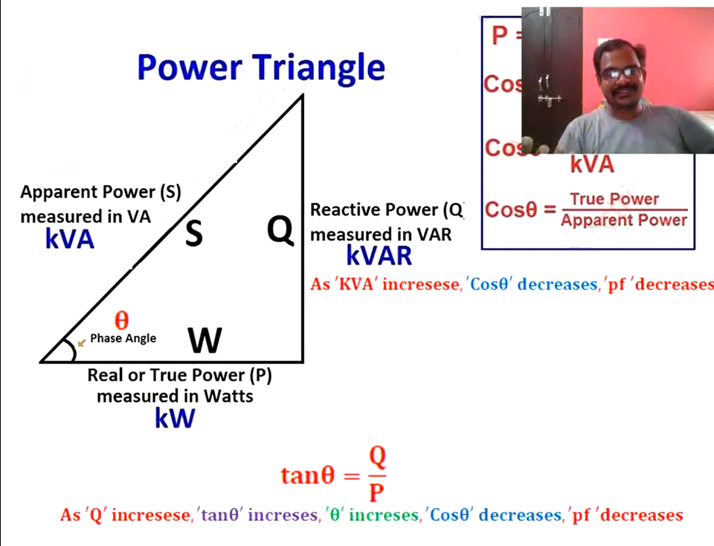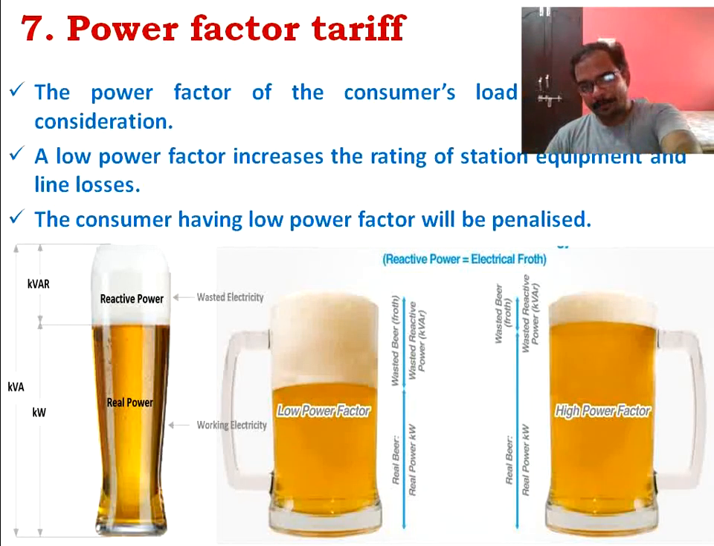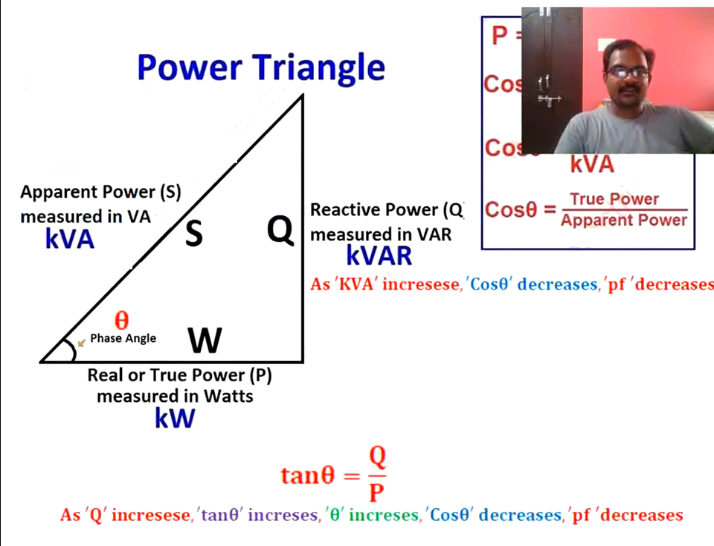As theta increases, what happens to cos theta? It decreases. Cos theta means power factor decreases. Therefore as Q increases, the power factor will decrease, as already mentioned here. If it is a low power factor, Q will be more. If it is a high power factor, Q will be less. So these are the two things.